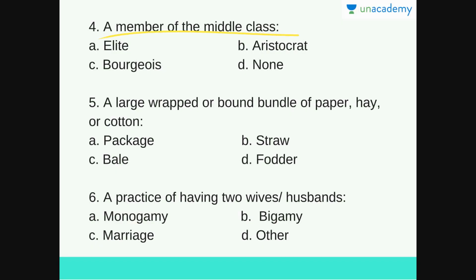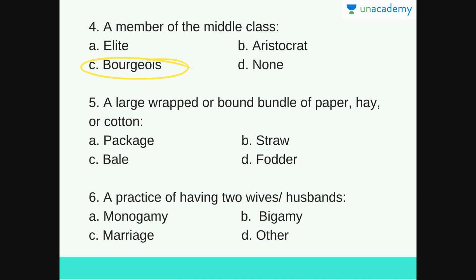Now let's look at the next question: a member of the middle class. Options are elite, aristocrat, bourgeois, and none of these. The answer is C, bourgeois. Elite is the upper class or the high class, and aristocrat is also a member of the noblemen or a member of the aristocracy. So a member of the middle class is bourgeois.